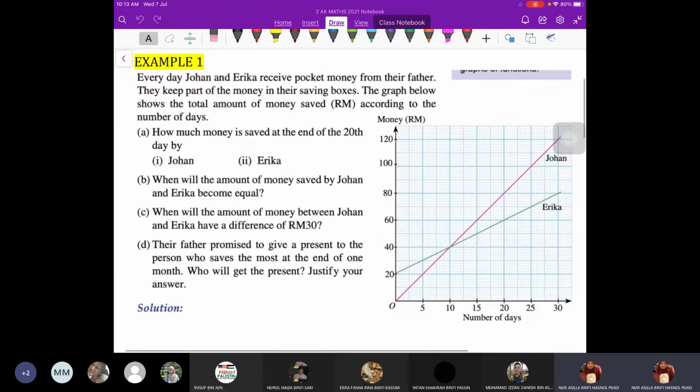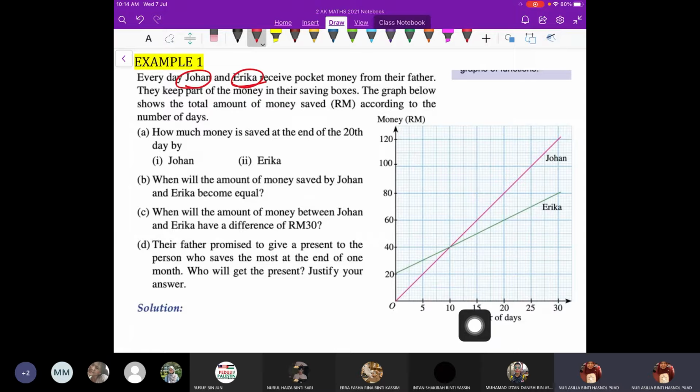So example 1. Every day, Johan and Erica receive pocket money from their father. They keep part of the money in their saving boxes. So ni tabung lah ni. The graph below shows the total amount of money saved according to the number of days. So I tengok ada 2 orang, so we have Johan, we have Erica. That is why graph ini ada 2 garisan. So this is a linear graph. So Johan is the red one, Erica is the green one.